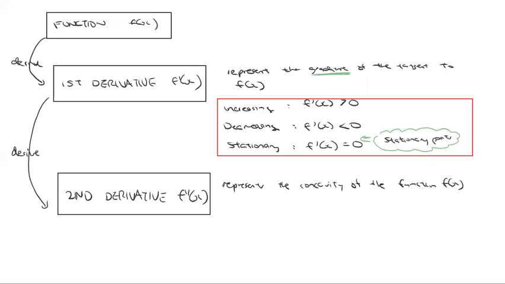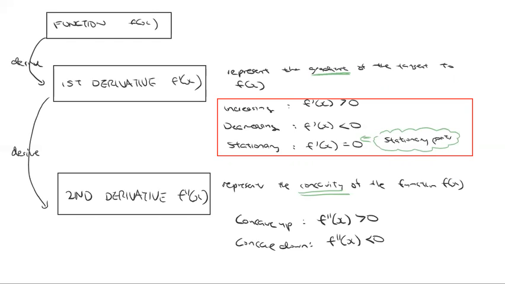First derivative is the gradient of the function f(x). Second derivative is the concavity of the function f(x). And likewise, it also has specific cases when it's concave up, concave referring to concavity. So you think of the second derivative being positive, concave down, and you think of second derivative being negative. And those are specific cases.